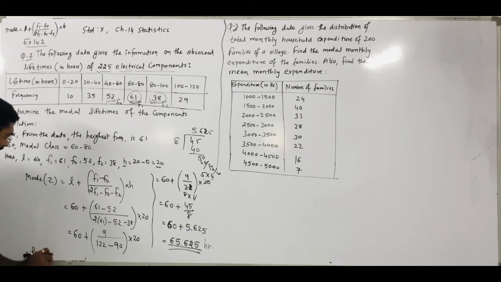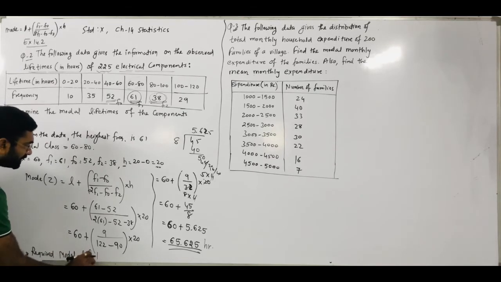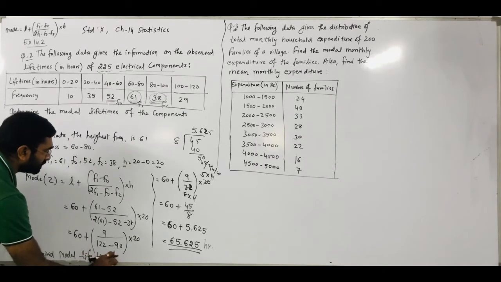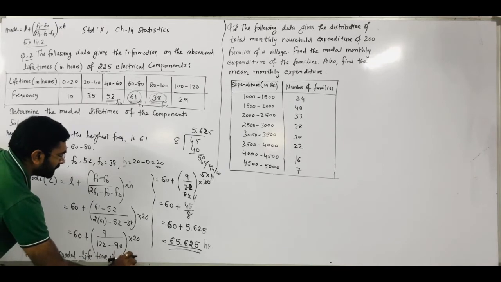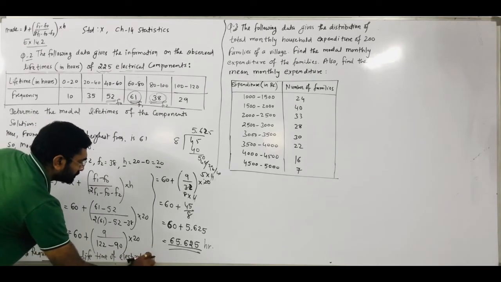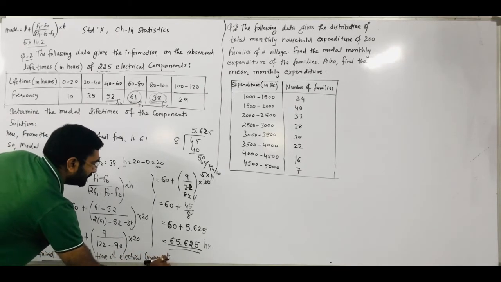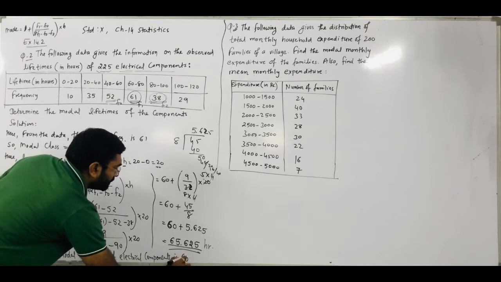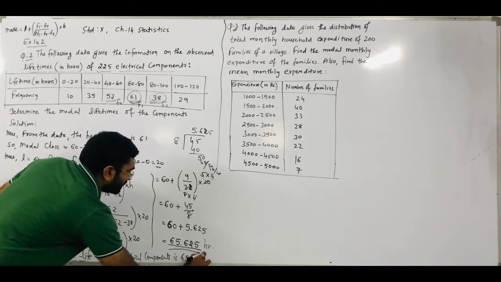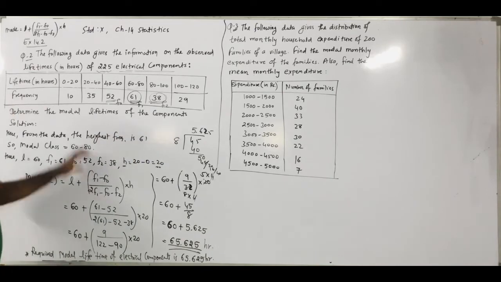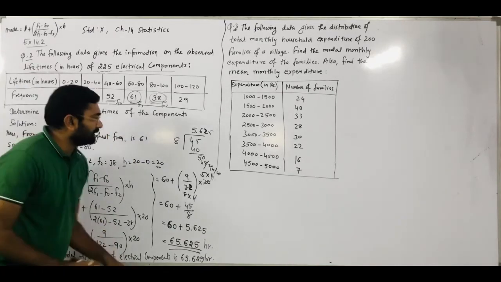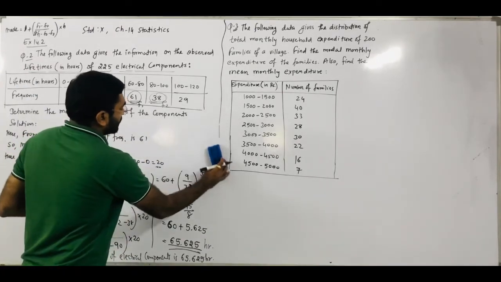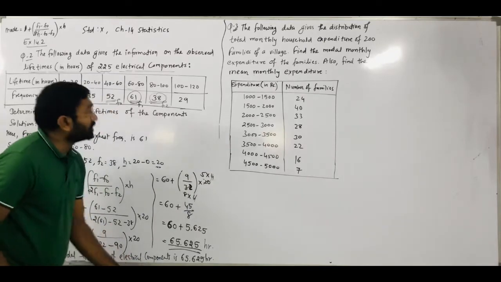Required model lifetime of electrical components is 65.625 hours. Okay, so that way we can find out the model lifetime of the electrical component. Now next, question number 3.